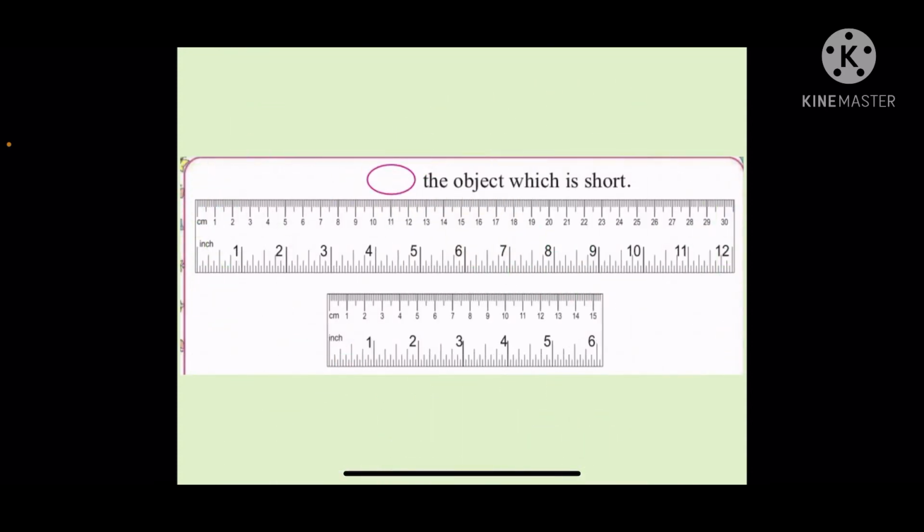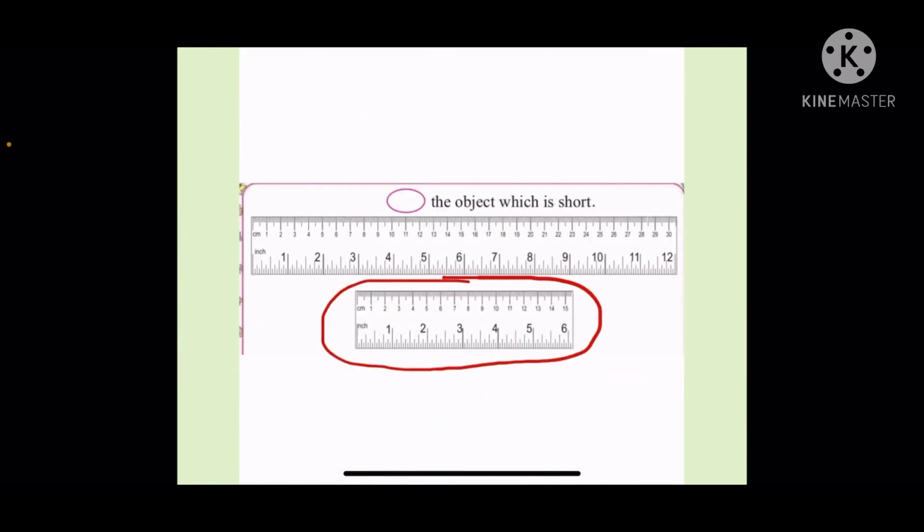Now let's do the exercise given on page number 65 in our maths textbook. Circle the object which is short. Now children, here the picture of scales are given. Now the first picture of scale is long while the second picture of scale is short. So we will circle the object which is short, that is the second one.